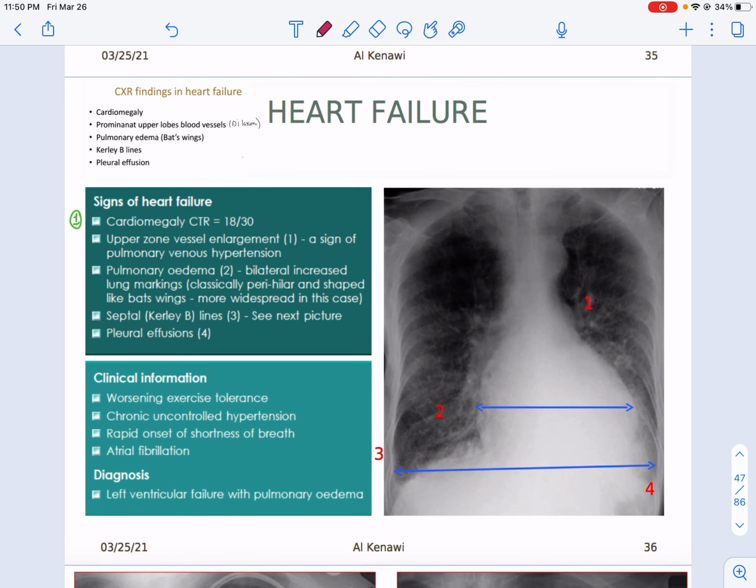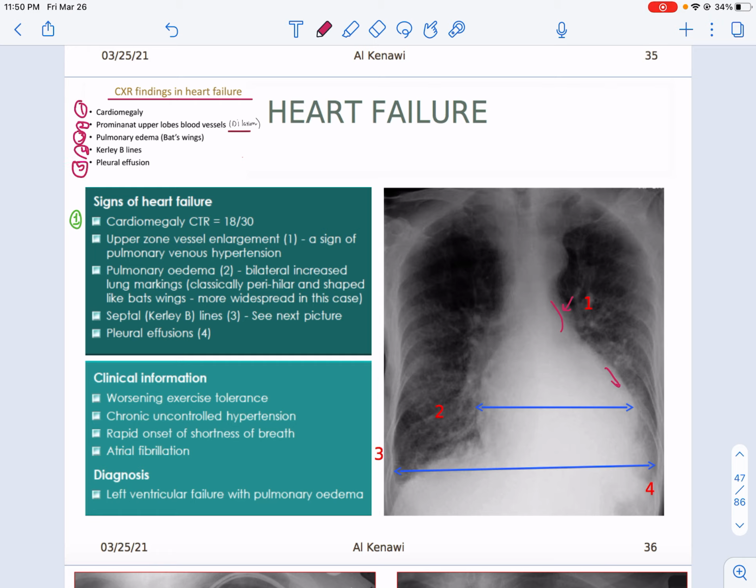Here, like we talked about in the cardiology block, the chest X-ray findings in heart failure can be cardiomegaly and prominent upper lobe blood vessels. يعني هذا الكلام، basically الفيسلز اللي في الأبر فيسل حيصير لها dilation، وهي المفروض ما تكون dilated، أو ما تكون حجمها أكبر من الفيسلز اللي داون. تمام. Pulmonary edema is the third sign, and then curly B lines and pleural effusion.